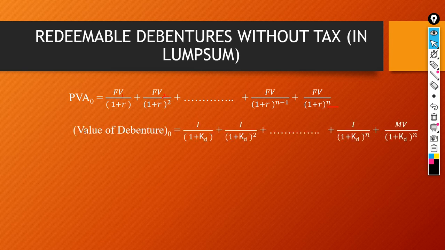So what we are doing, we are writing the value of debenture at time 0, that means current year, and it will be interest paid 1 upon (1 plus kd), 1 upon (1 plus kd) raised to power 2, till n, and at the end year I am also writing the maturity value. So this is the kd that we have to find out. This is known as your cost of debt.